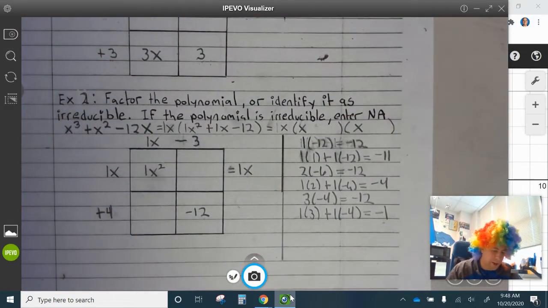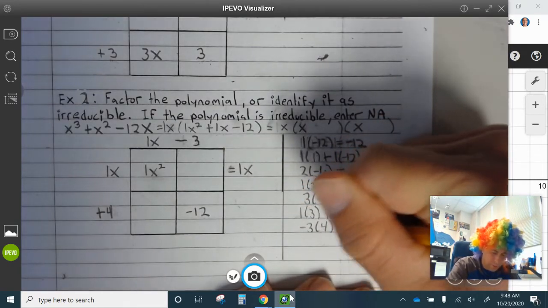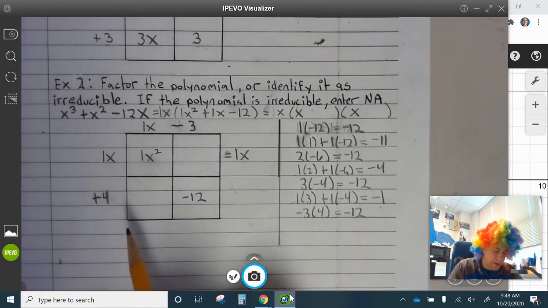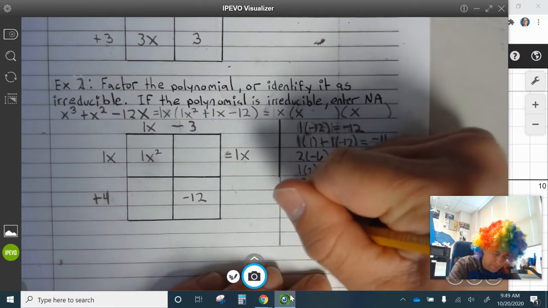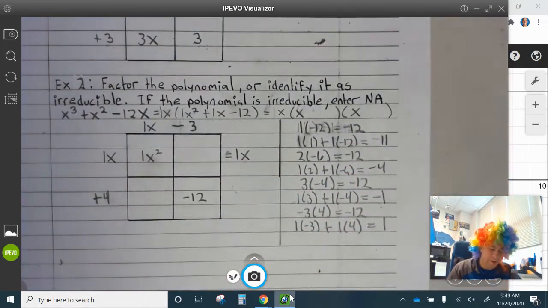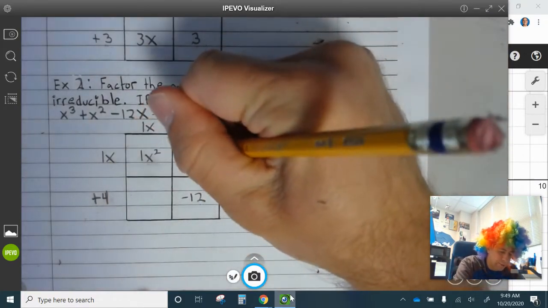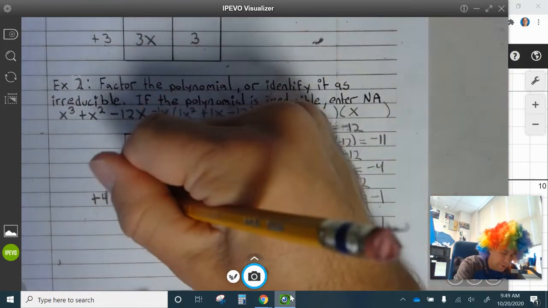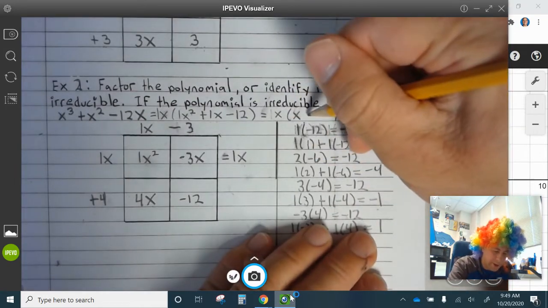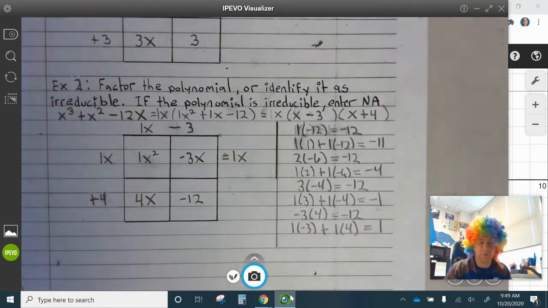Okay? So now we know that negative 3 times 4 is negative 12, so that works. Now let's do 1 times negative 3 plus 1 times 4. Well, that equals 1. So this combination works. Let's check. 1 times x times 3 is negative 3x. 4 times 1 is 4x. This combines to be 1x. So our factors are x times x minus 3 times x plus 4.